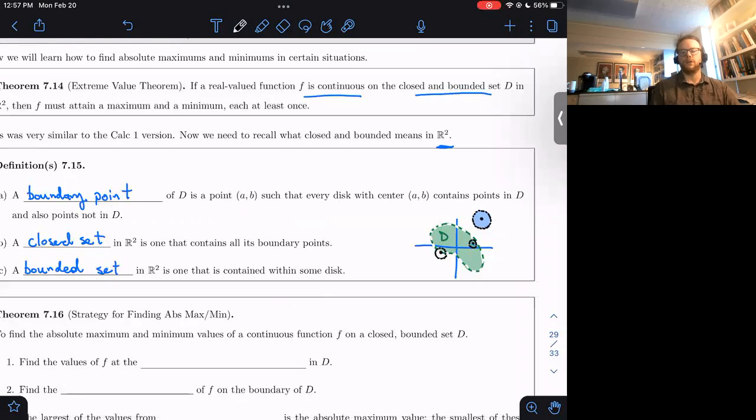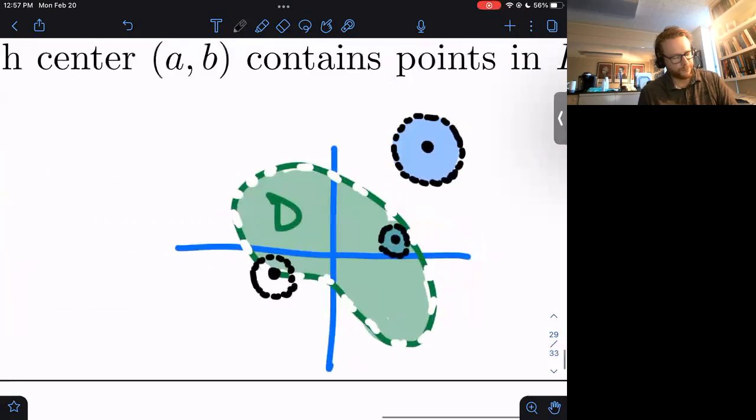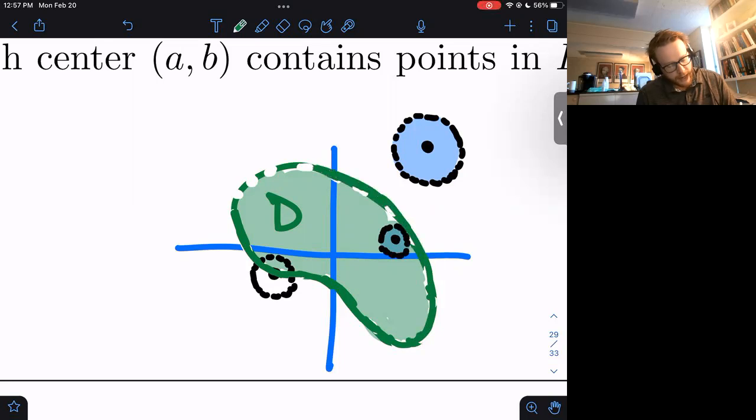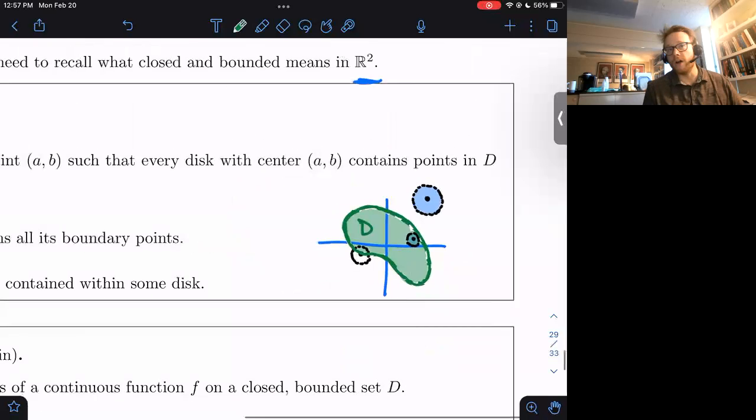And again, if we include all of the boundary points, then that's what it means to be a closed set. So if a set contains all of its boundary points, then it is a closed set. Even if it's missing a couple of them, it's not technically a closed set. In fact, many sets out there are neither open nor closed. It's not kind of an either or sort of deal. There are open sets, there are closed sets, and there are sets that are neither open nor closed.